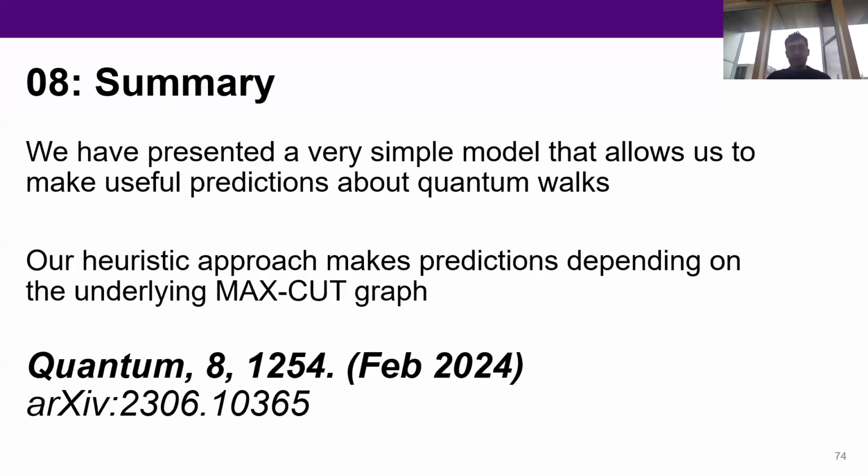To provide just a brief summary, we've got a very simple model that allows us to make predictions about quantum walks. And these predictions depend on underlying properties of the max-cut graph, namely the number of edges and triangles in our problem. And if you're interested in finding out more, you can find more at this publication.